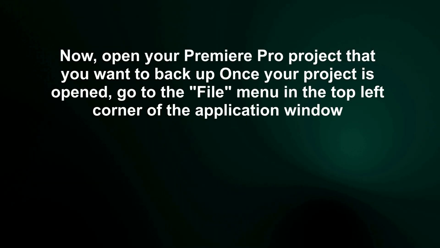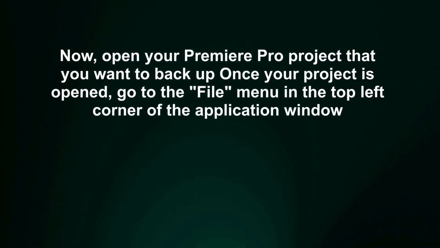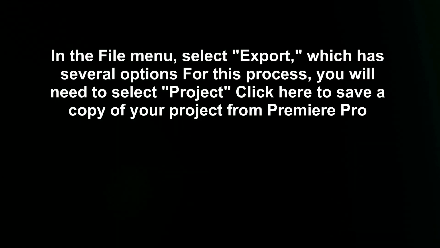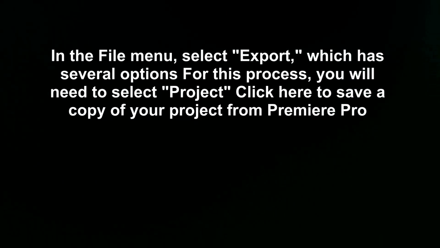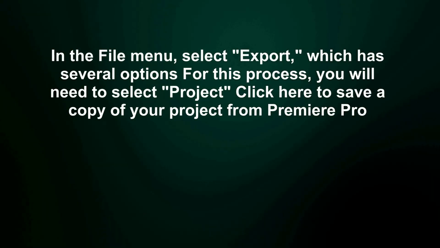Now, open your Premiere Pro project that you want to back up. Once your project is opened, go to the File menu in the top left corner of the application window. In the File menu, select Export, which has several options for this process. You will need to select Project. Click here to save a copy of your project from Premiere Pro.